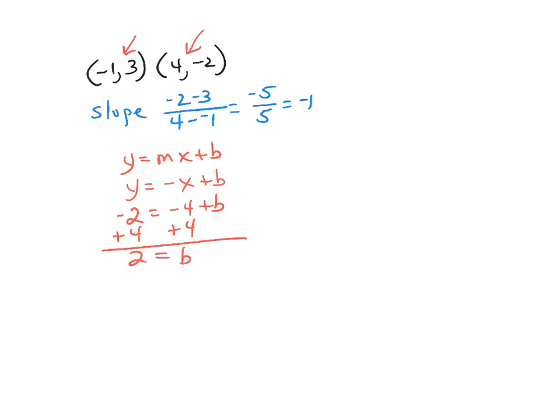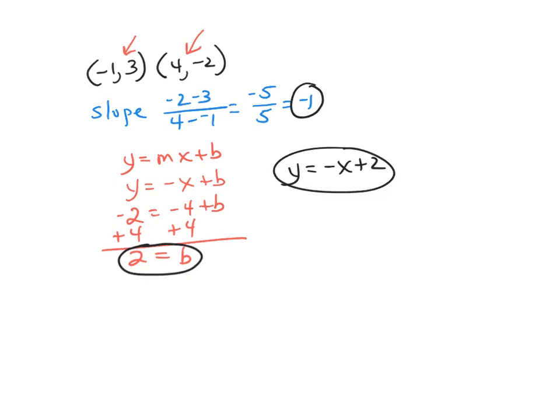So I know that my slope is a negative 1. I know that my y-intercept is 2. So the equation is y equals negative x plus 2.